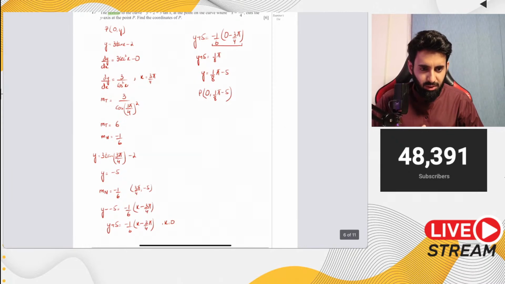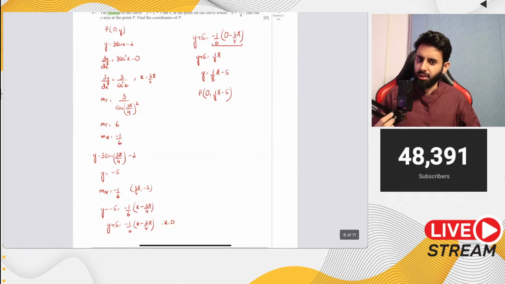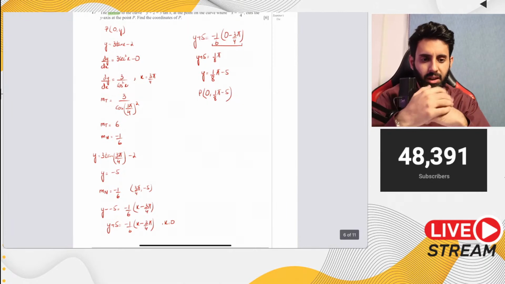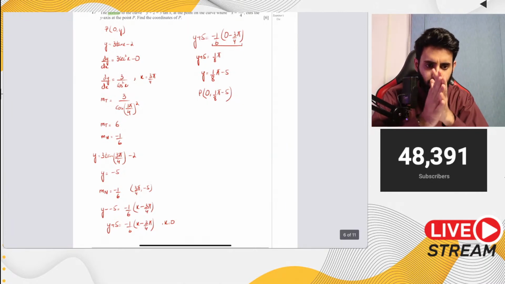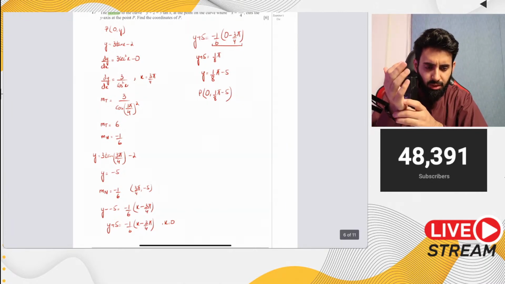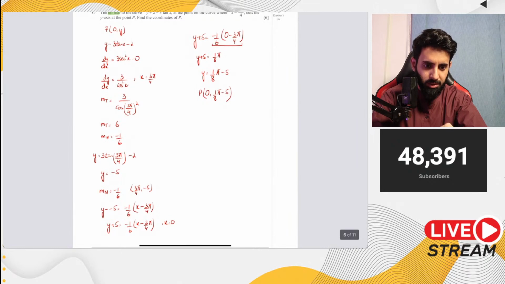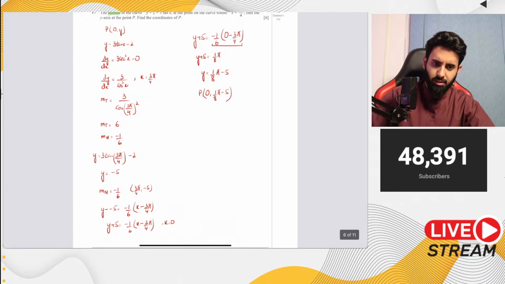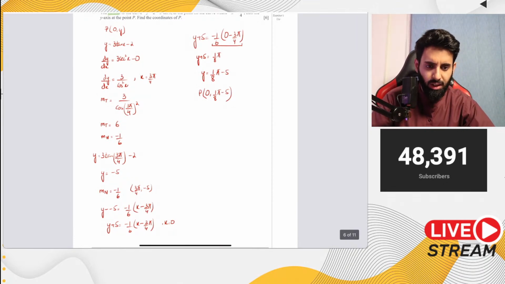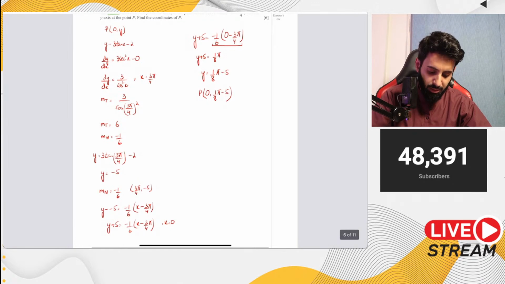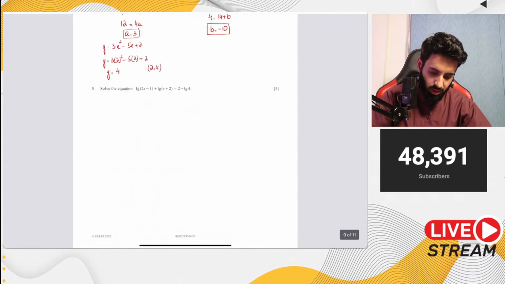Sir, when you get sec square x, if you want, you can convert it to tan square x and then solve. Sir, if they ask for the equation of any line, yes, if they're asking you to find the equation, then you should write it in the form of y equals mx plus c. What does the limit function do? You don't need to know that. That's not in Add Maths, that's in AS Math.